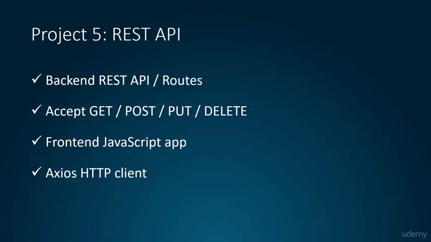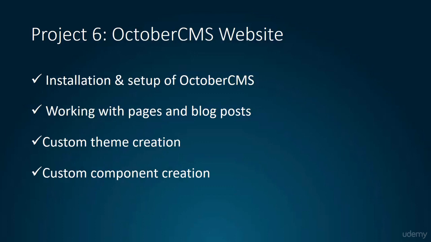So project 5, we built a back-end RESTful API. We created the routes and then the models and interacted with the database. We made it so that we could accept get, post, put, and delete requests. And then we moved on and built the front end in JavaScript. And we used Axios, which is an HTTP client, to make requests to our back-end API.